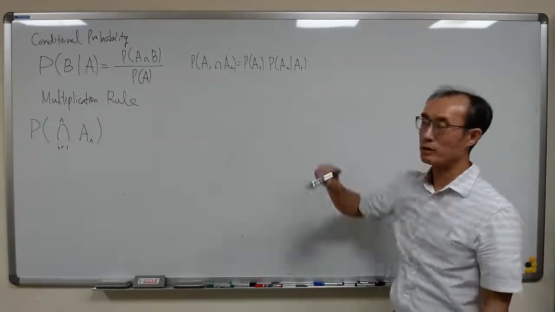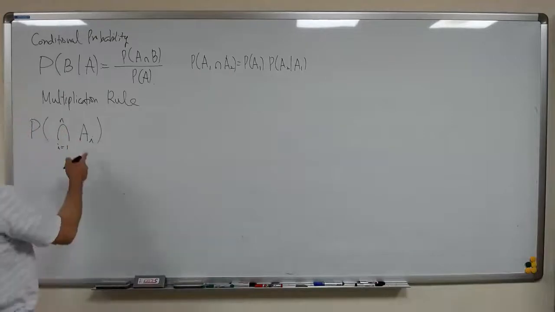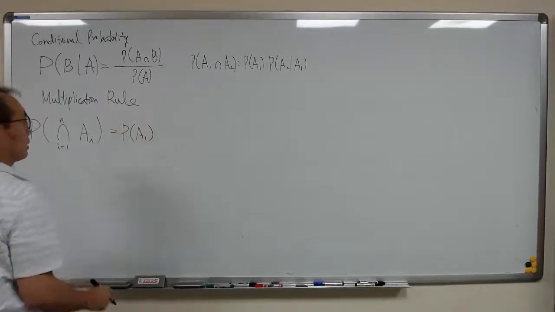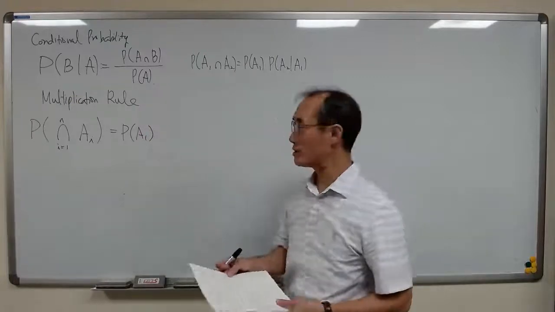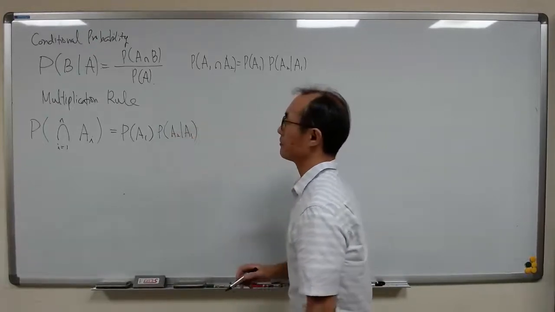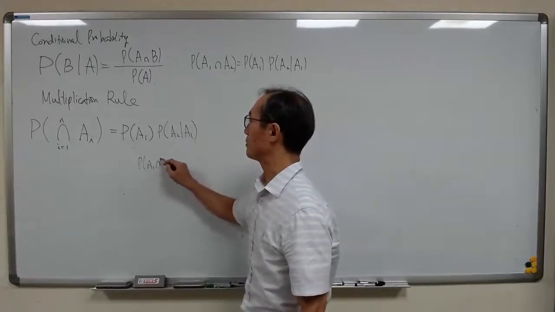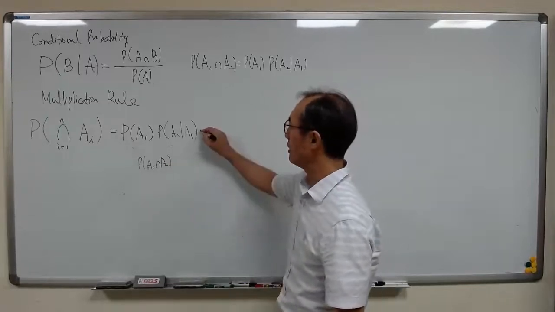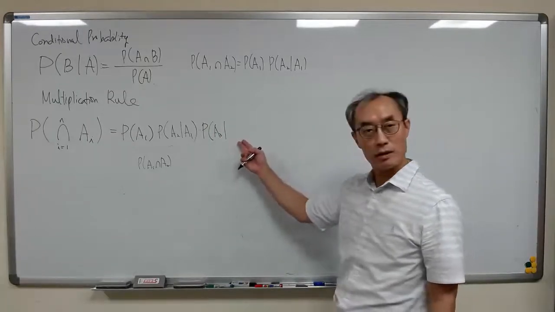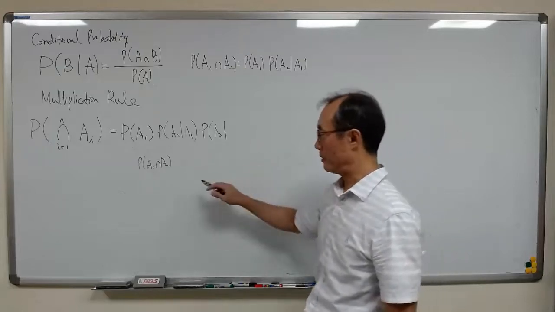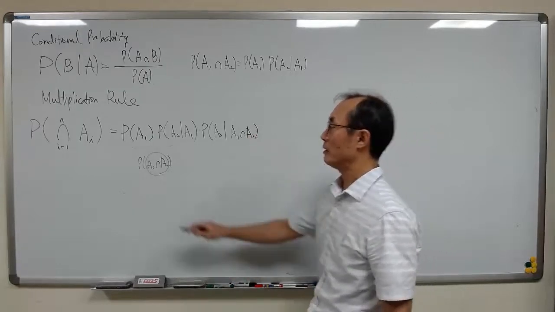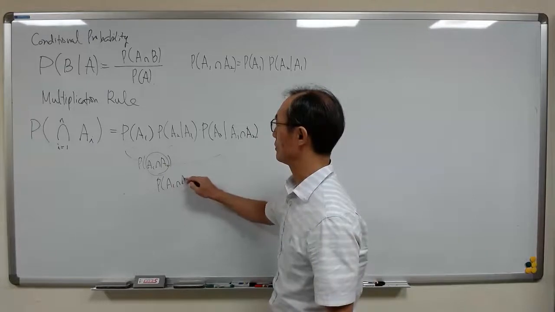By repeated application of this rule, the probability of the intersection of n different events will be obtained by the multiplication of the probability of A1, the first event, then the probability of A2, the second event, given A1. Okay? So far, we have the probability of the intersection of A1 and A2. Then you multiply another probability, of A3. What's going to be the condition for this probability? The condition should be A1 and A2. Then we're going to have the probability of the intersection of those three events.